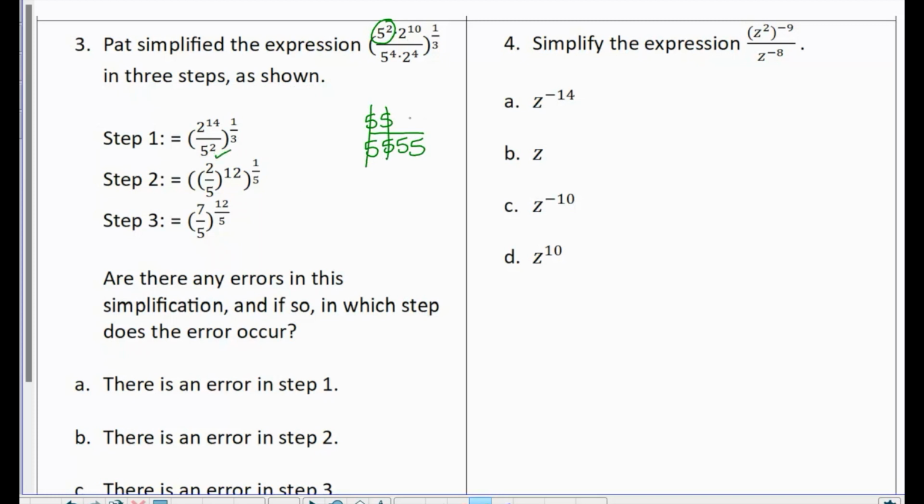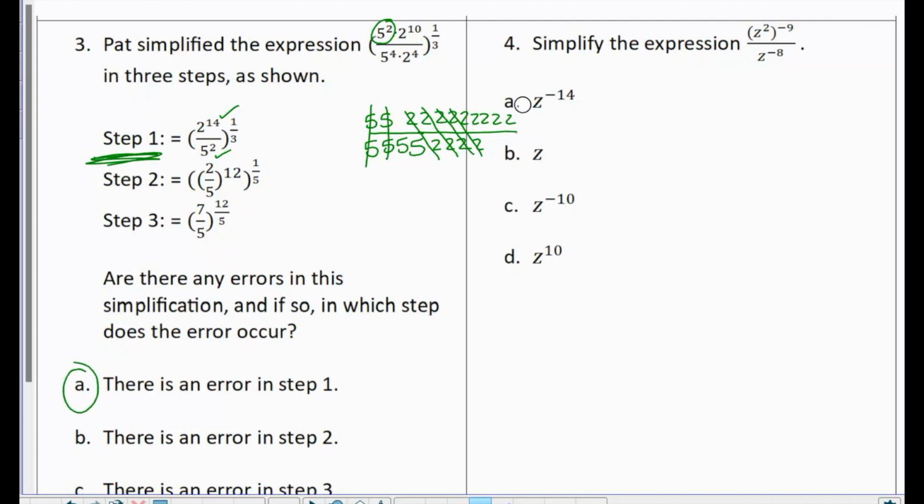Now let's check the 2's. 1 2 4 5 6 7 8 9 10 over 1 2 3 4. So cancel, cancel, cancel, cancel. We should have 1 2 3 4 5 6 2's on the top. Well, we don't have 6 2's on the top. We have 14. It looks like Pat added the 2 rather than subtracting. So her mistake was right off the bat in step 1.